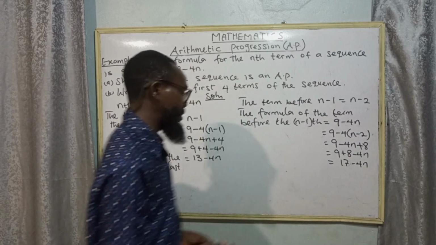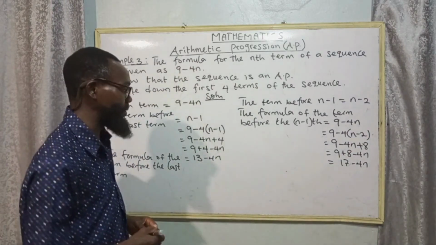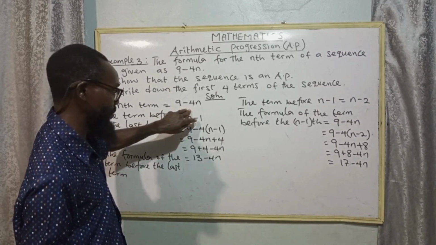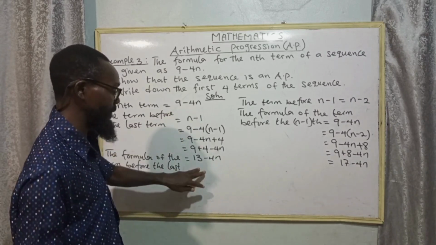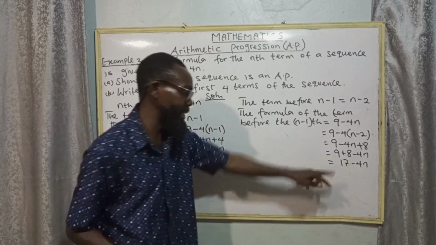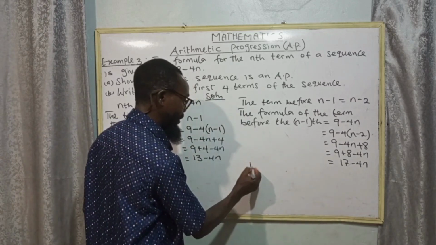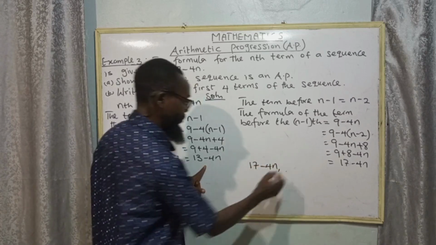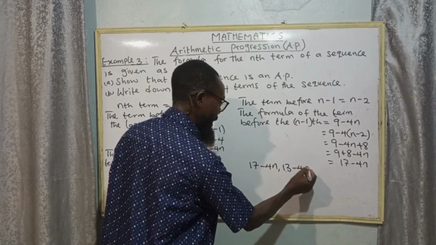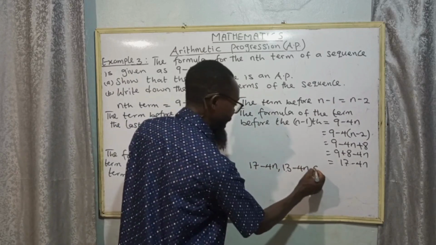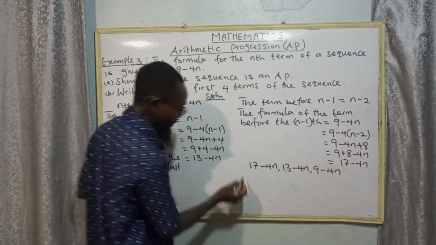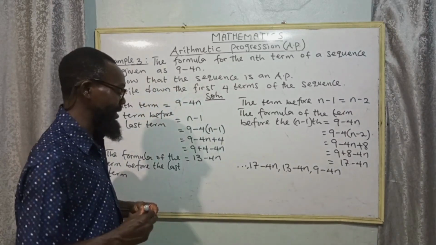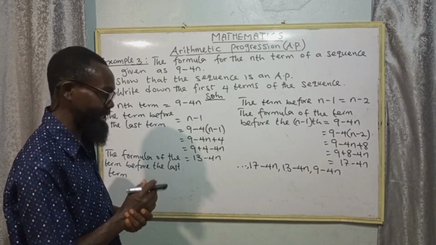Now, if I want to arrange my terms, the last term, the term before this is this, and the term before this one is this. So I can have 17 minus 4n, then 13 minus 4n, then 9 minus 4n. There can be some term before all this. Now from here, I can get my common difference between these.